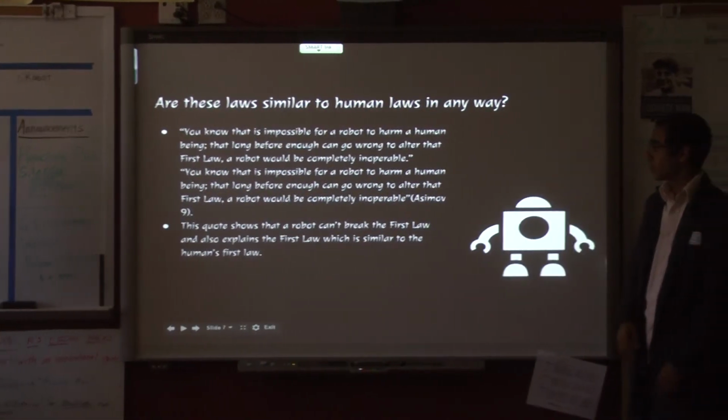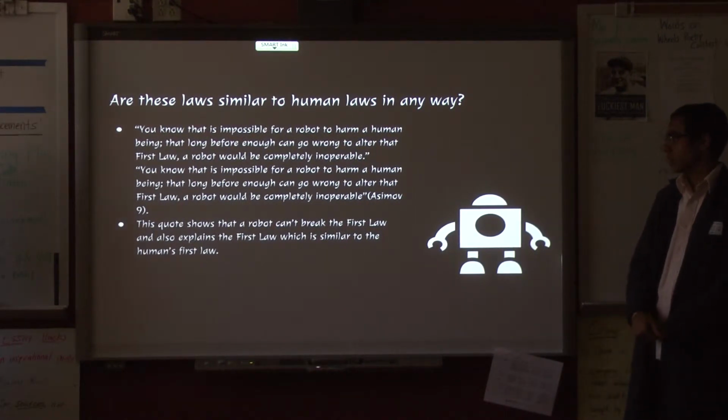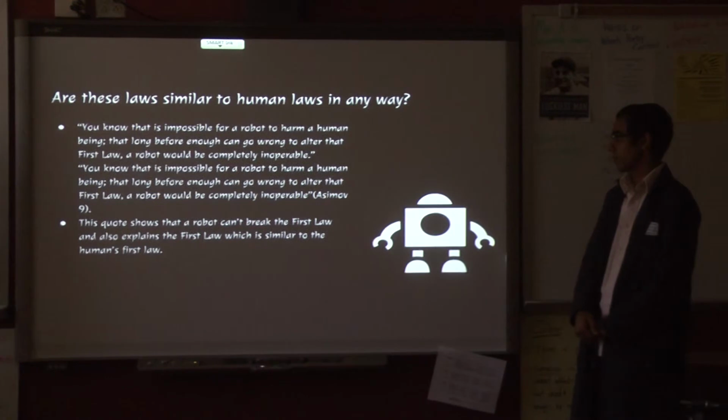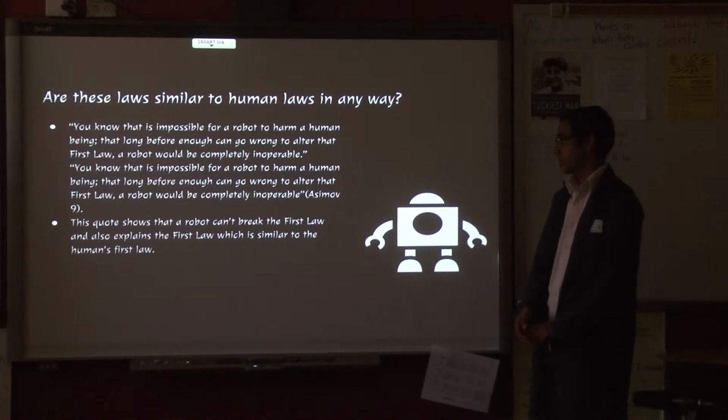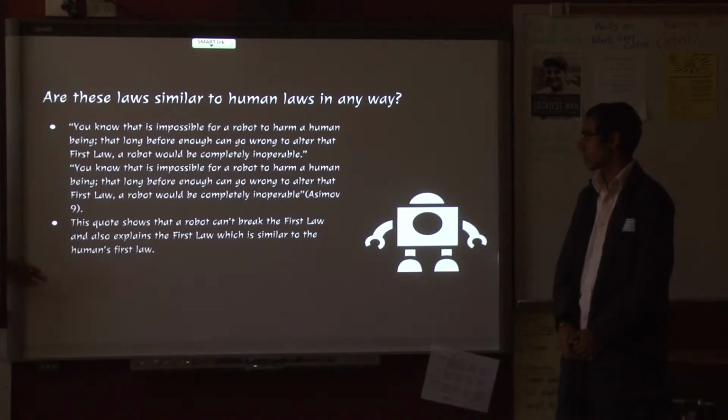And this is just a quote from iRobot, page 9. It shows that a robot can't break the first law and also explains the first law, which is similar to the human's first law.